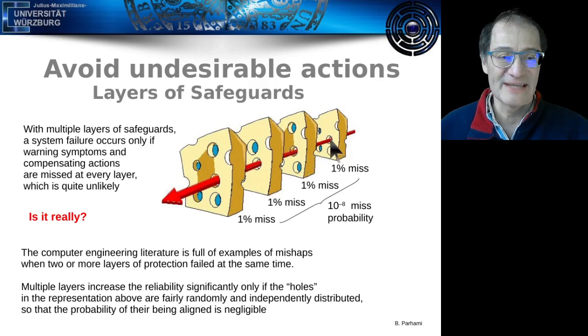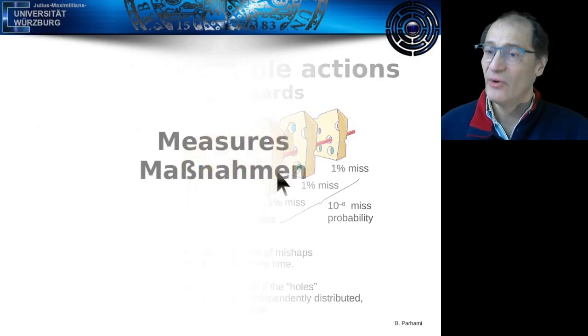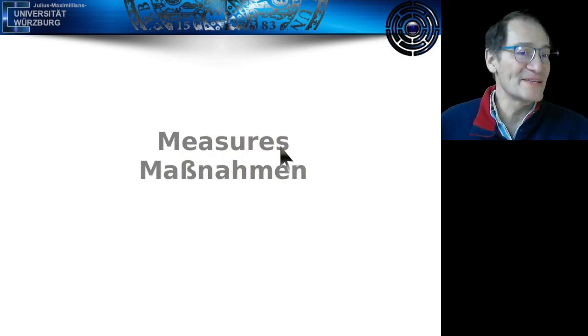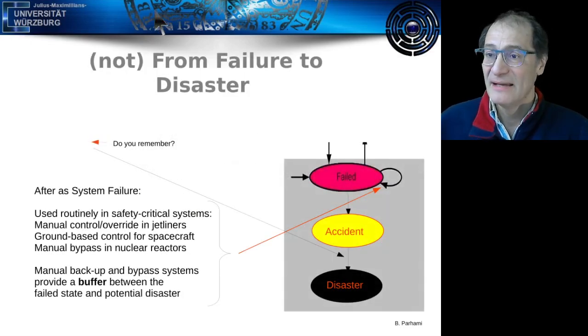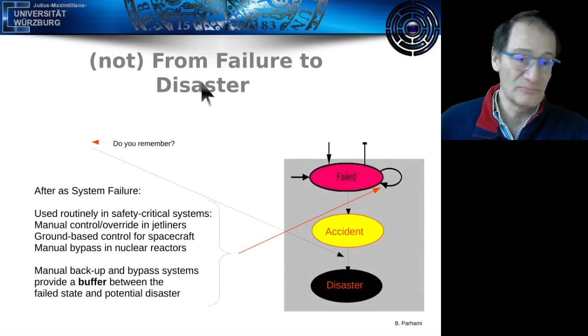Therefore, we cannot say, okay, the errors which are not recognized by this layer will be recognized by the next layer. People tend to do the same type of errors. Now, which measurements can we take to provide higher dependability? What we want to avoid in the first case is a disaster or an accident.